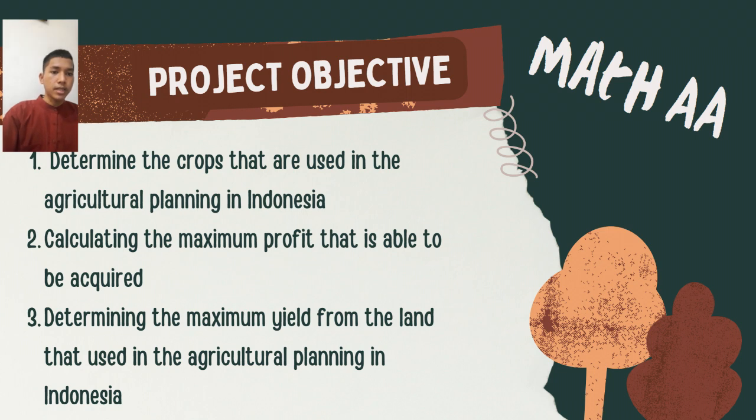Next is the project objective. There are three things that are going to be our objective. The first one is determining the crops that are used in agricultural planning in Indonesia. The second one is calculating the maximum profit that we can acquire from the given data. The third one is determining the maximum yield from the land that is used in agricultural planning in Indonesia.